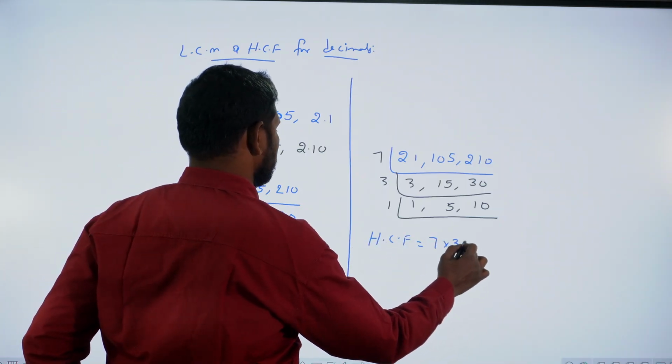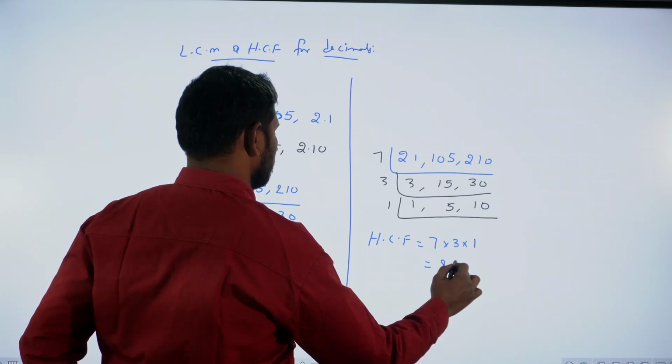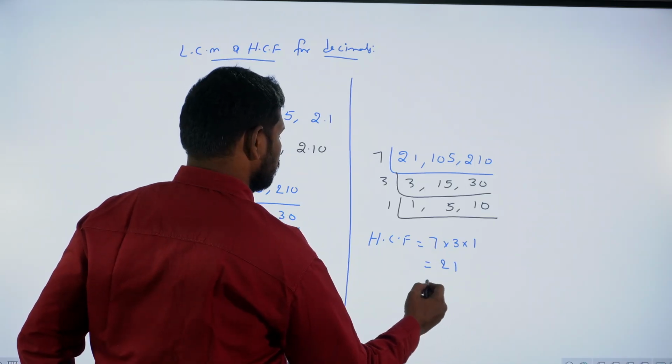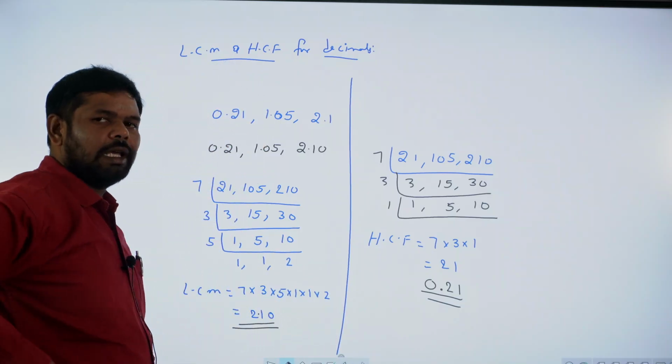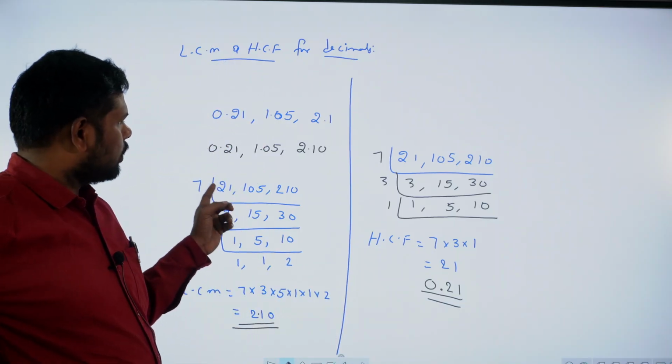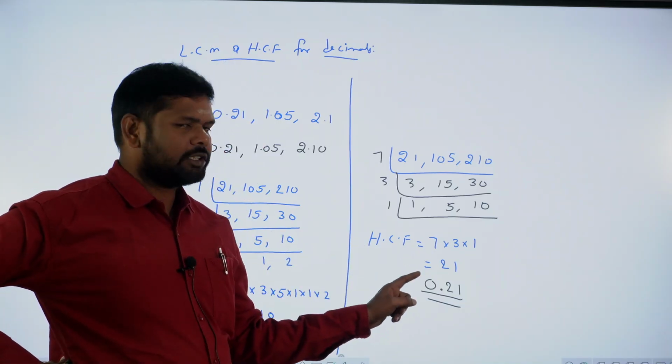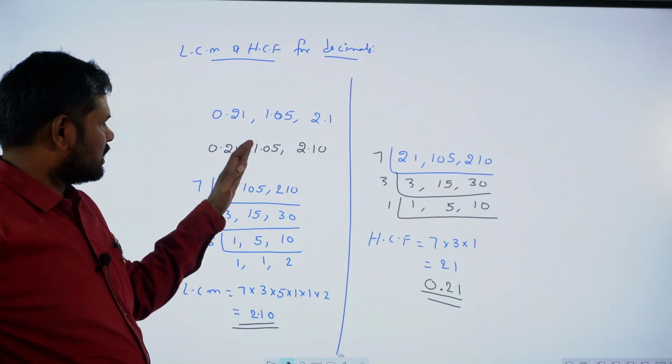Right? Now the HCF is how much? 7 into 3 into 1, nothing but 21. But you need to place one decimal. This is the actual HCF of the given numbers. 0.21 is the highest common factor of the given three decimals.